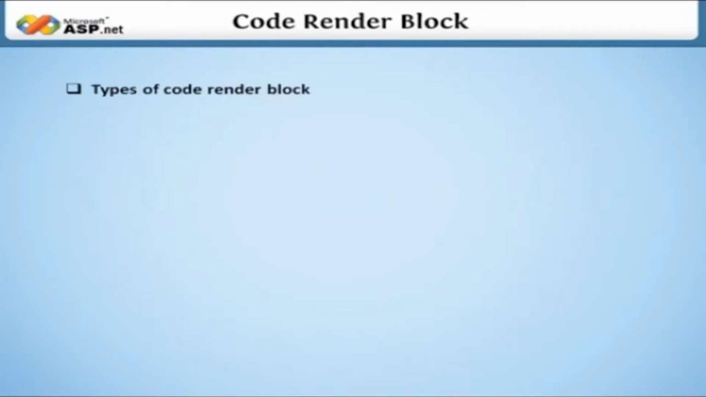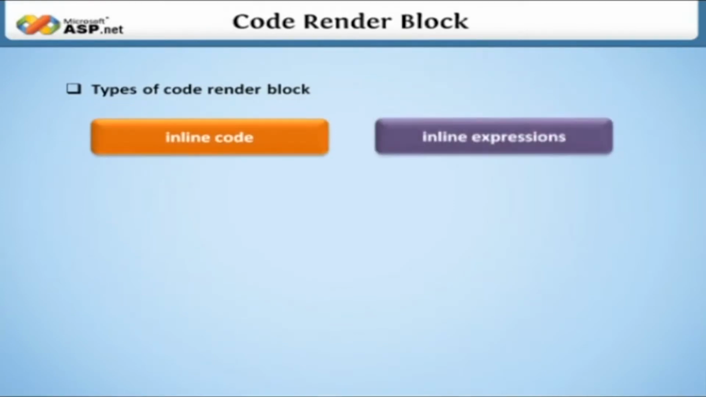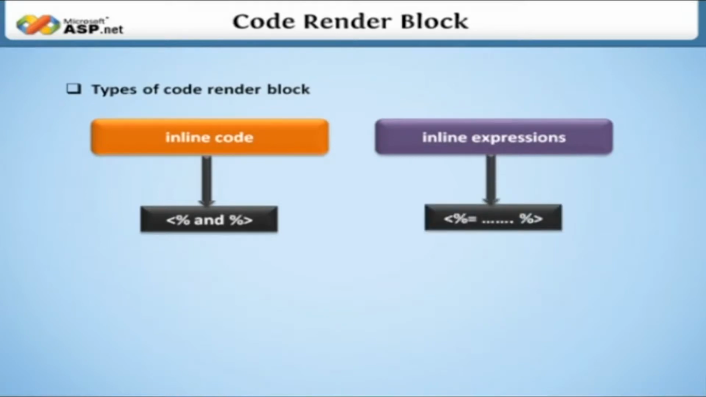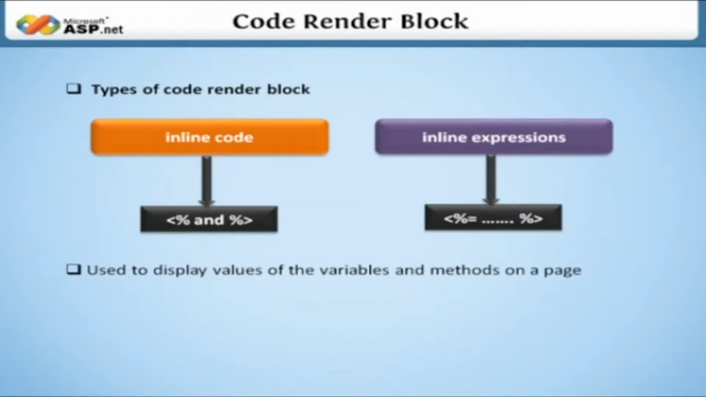There are two types of code render blocks, and they are inline code and inline expressions. Inline code render block executes one or more statements and are placed directly inside a page's HTML within the tag. Inline expression render block can be compared to response.write method in classic ASP. They are represented within the tag. These are used to display values of the variables and methods on a page.